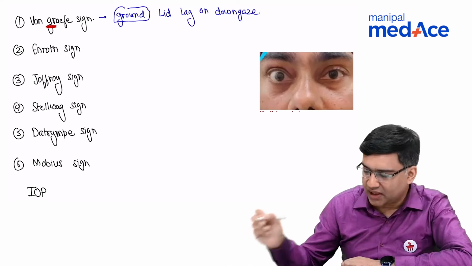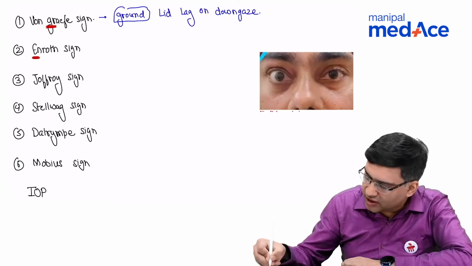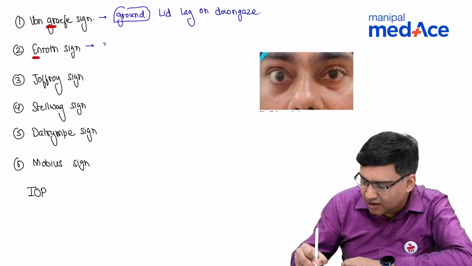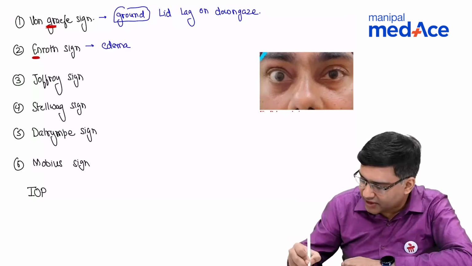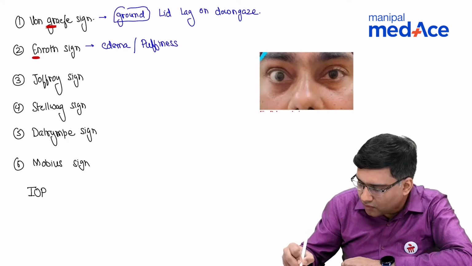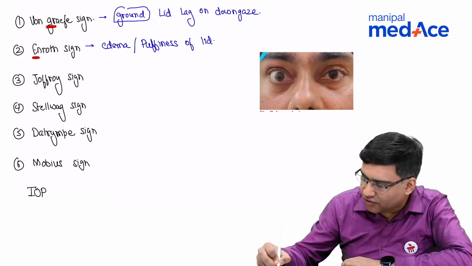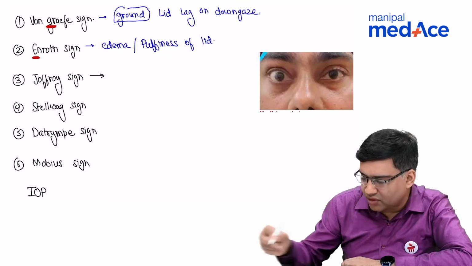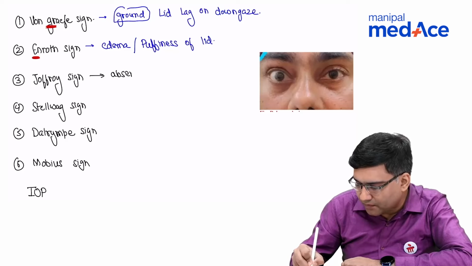That is how you can just remember von Graefe sign. The next sign is Enroth sign. So here the trick is E. E goes with edema. So we have a puffiness of the lid or edema of the lid. Then we have the Joffroy sign, the only sign which you have to just cram, that this is the absence of lid creases.